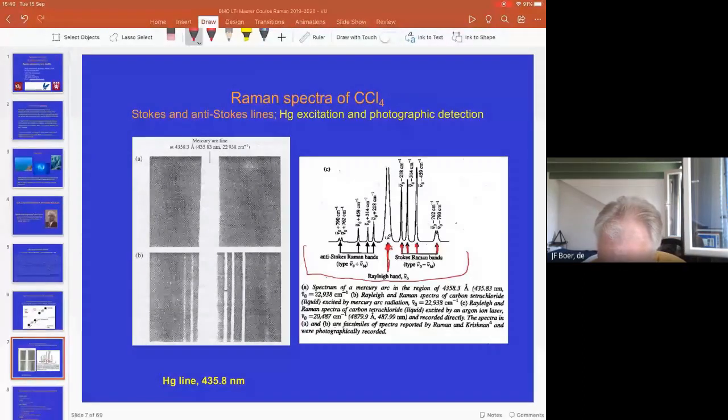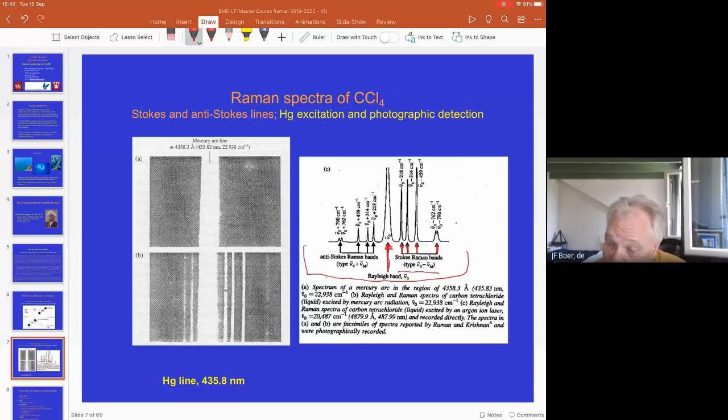So what we observe when we shine light on this gas is not only the elastically scattered, the Rayleigh scattered light, but also light of a longer wavelength, lower frequency, lower energy. And so these are now these famous shifts that occur when the molecule starts to vibrate internally.